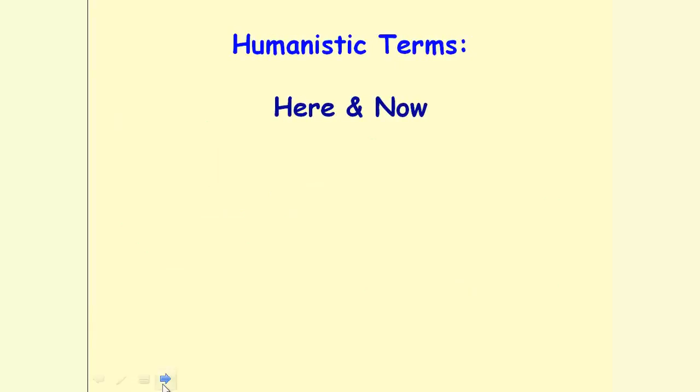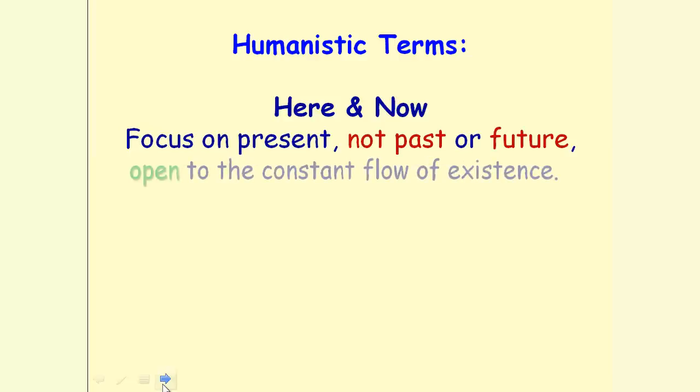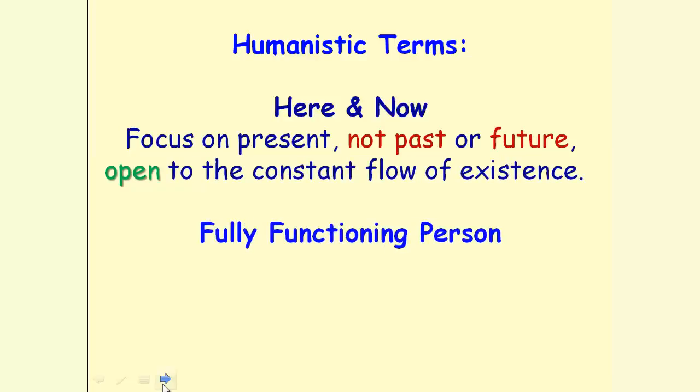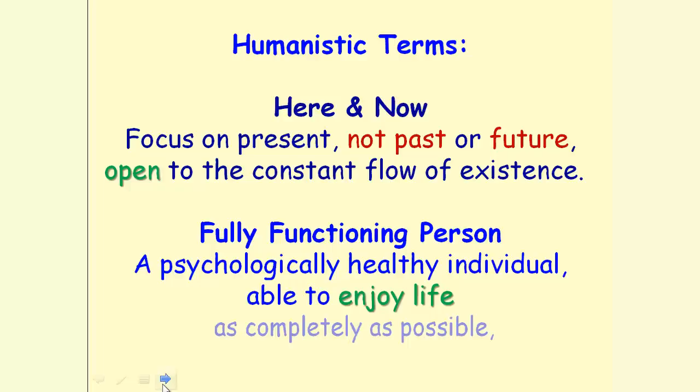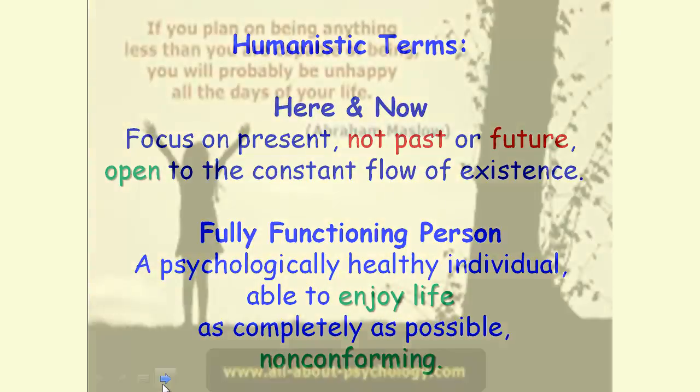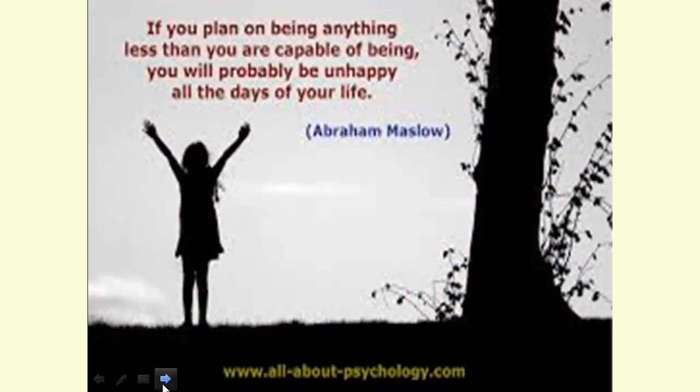Additional concepts of humanistic theory include phrases such as here and now or be here now. The focus is on the present moment, not past experiences or future outcomes. The idea is to be open to the constant flow of existence. Fully functioning person is used to mean a psychologically healthy individual able to enjoy life as completely as possible, to accept oneself, which is to be nonconforming, not trying to be like anyone else or grasping for achievements to gain the respect of others. In this view, achievements occur because that is what it is in the person that must develop of its own accord to become a fully functioning person.